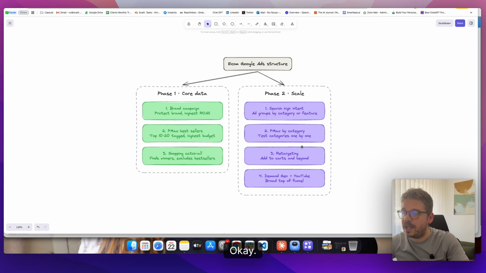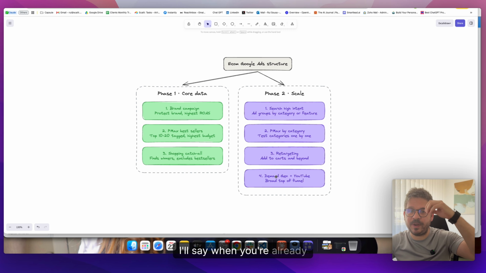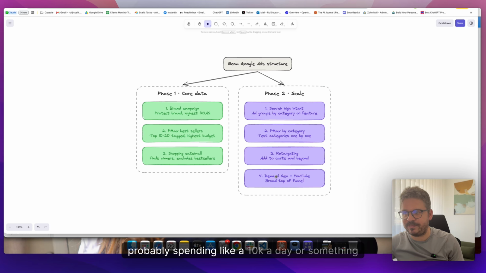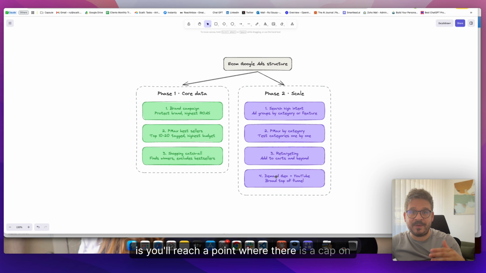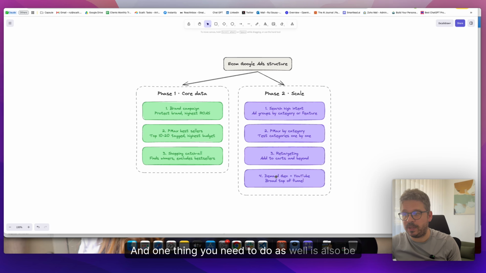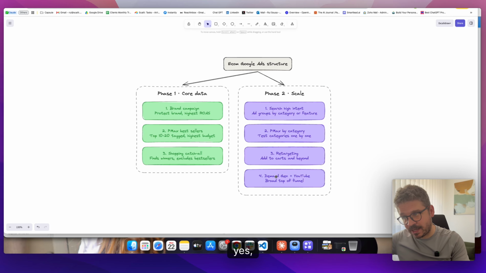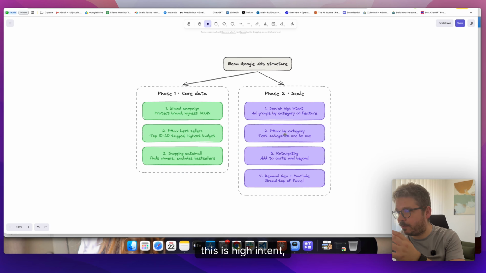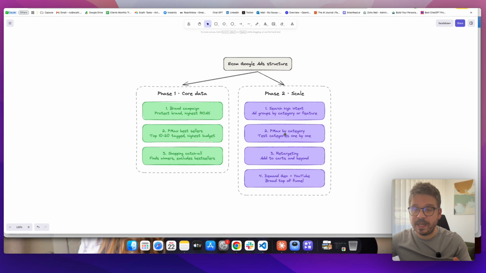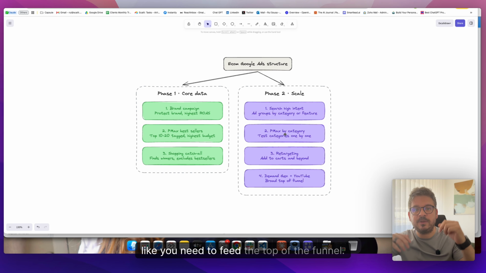in our favor, okay? And last but not least, guys, again, a super advanced phase, I'll say, when you're already probably spending like 10K a day or something, you'll reach a point where there is a cap on search on Google. And one thing you need to do as well is also more brand awareness. That happens to a lot of brands, which is, yes, this is high intent, people are searching for it, but it reaches a point where people just need to know you, right? Like you need to feed the top of the funnel.